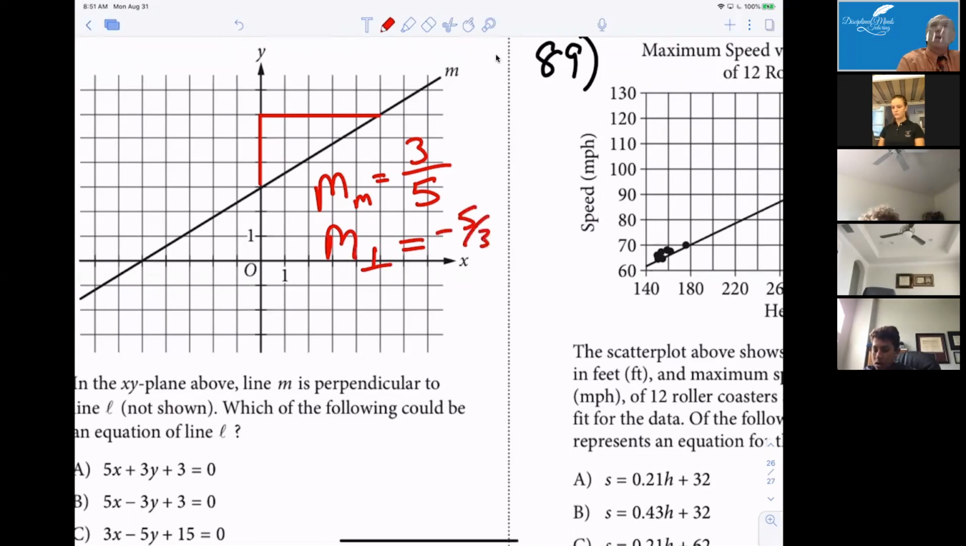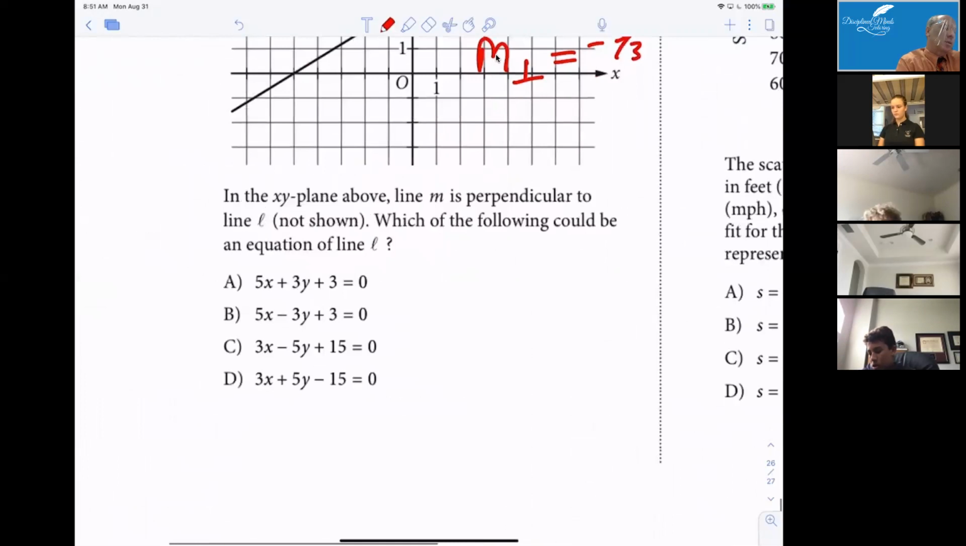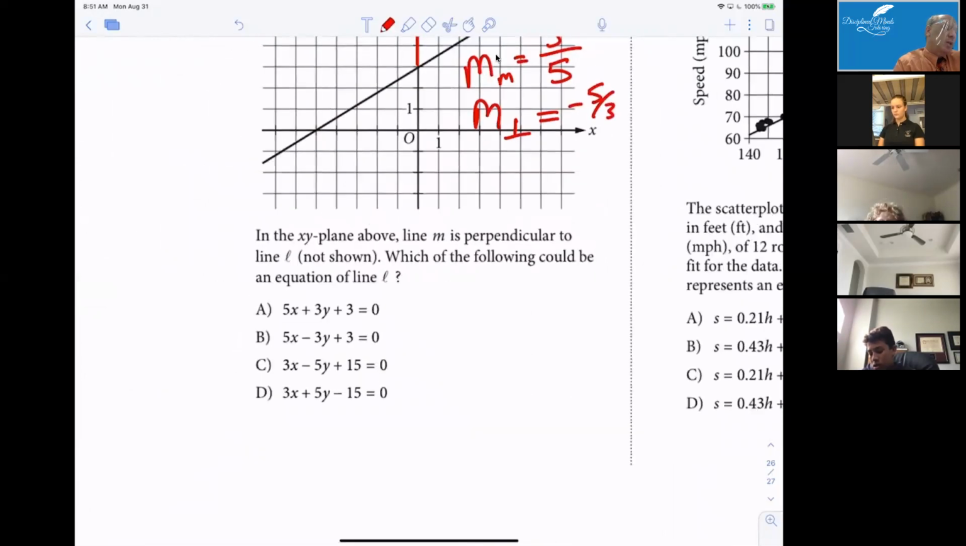All right, so then the slope of the perpendicular would be what? Negative 5/3, right? Everybody should be able to tell me, is it A, B, C, or D without doing any work? What is it, Brady? C. If you said C, you are a what? You are a loser.